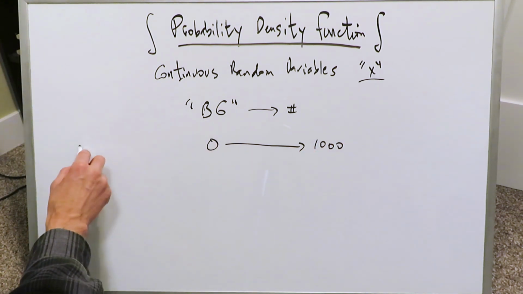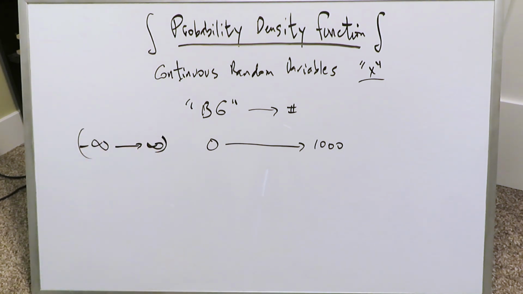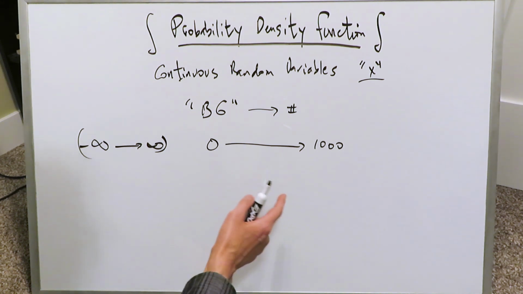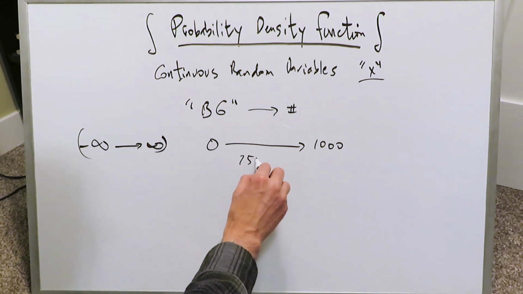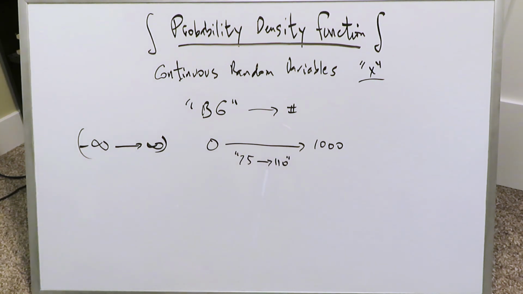Technically, if you're looking at some sort of sample, it could really go from minus infinity to infinity. But in the realm of practicality, we're looking at from 0 to 1000. But we know in terms of healthy blood glucose levels, we're looking at something from 75 to 110. That represents a normal value.